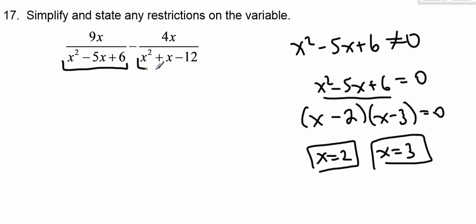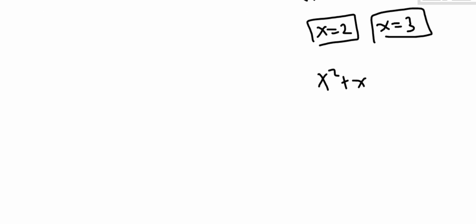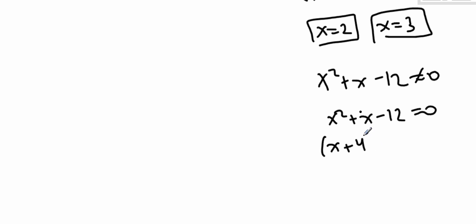Now the exact same thing has to happen for the second term, which is we also have to find the restrictions based on x squared plus x minus 12. That cannot equal 0. So let's figure out what makes it 0, and those answers will make a restriction. So again, I have a quadratic equation equal to 0. We're going to solve by factoring two numbers that multiply to -12 and add to 1. So I get x equals -4 and x equals 3.